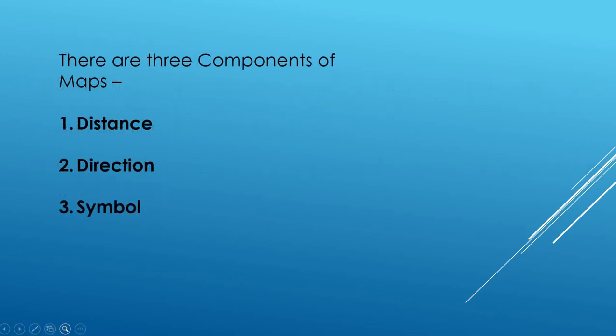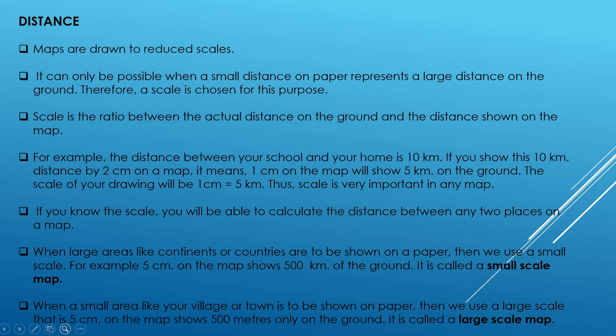The next concept is that there are three components of maps. The first one is distance, the second is direction, and the third is symbol. Let's see what these components show us in a map. So this is distance. As you saw, we draw a map on a sheet of paper, which reduces the entire world or a part of it to fit on a sheet of paper. So maps are drawn to reduced scales. It is only possible when a small distance on a paper represents a large distance on the ground. Therefore a scale is chosen for this purpose.